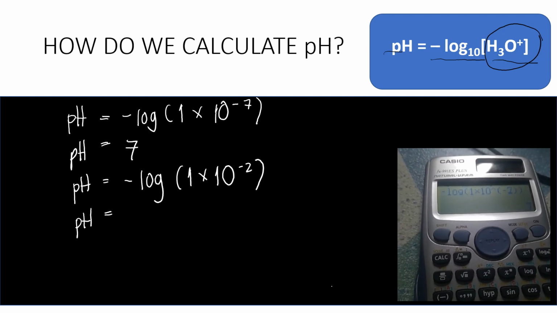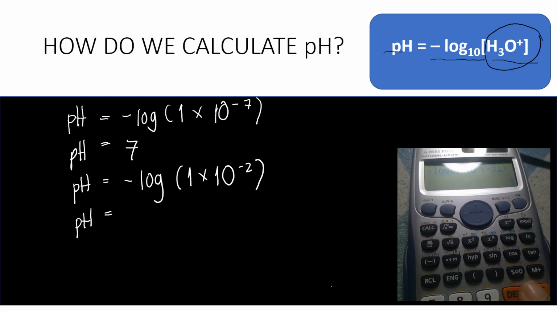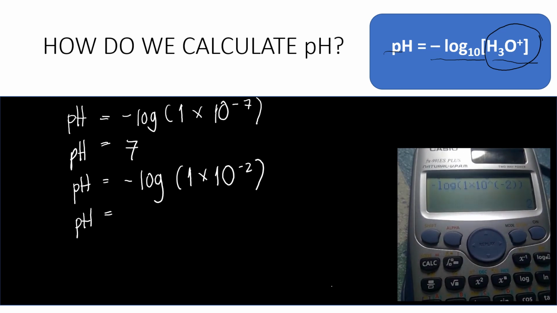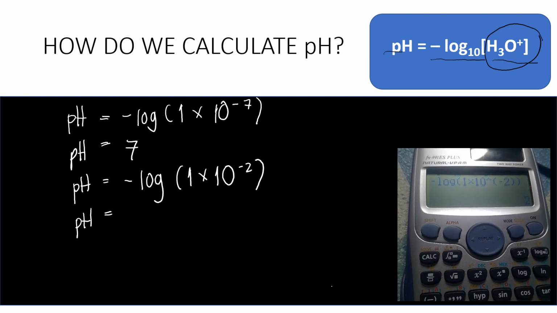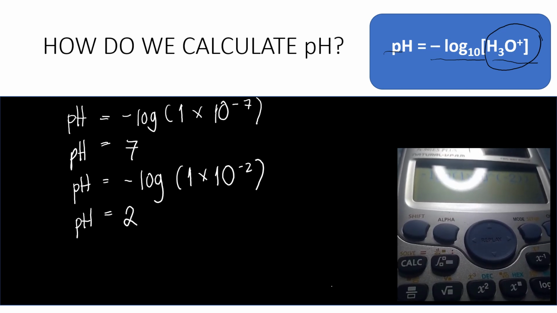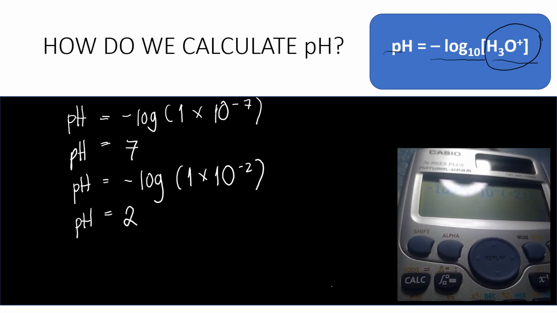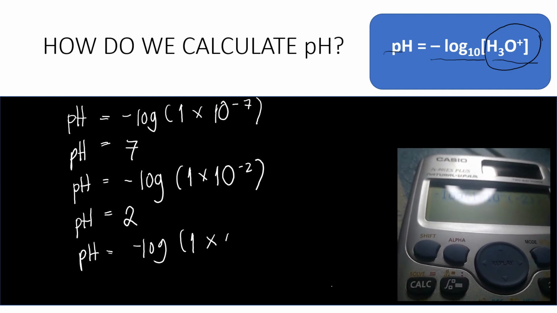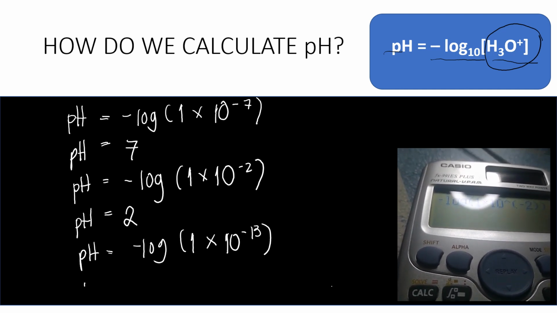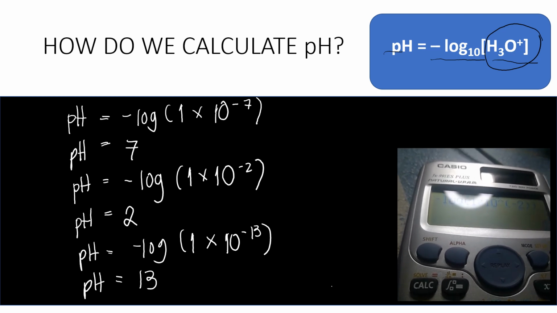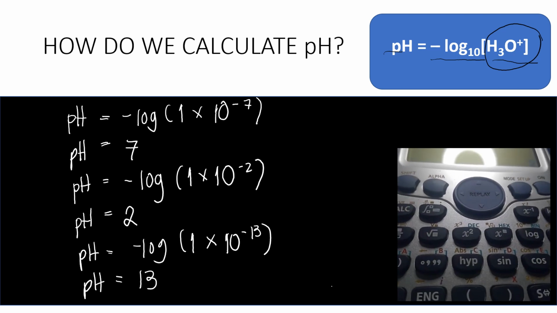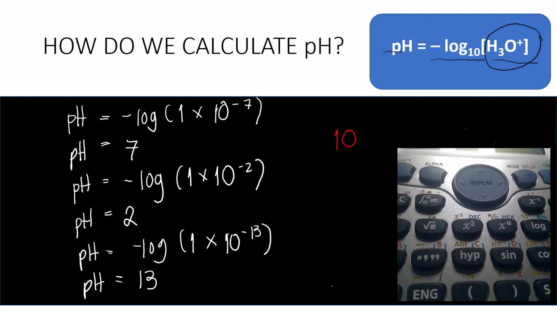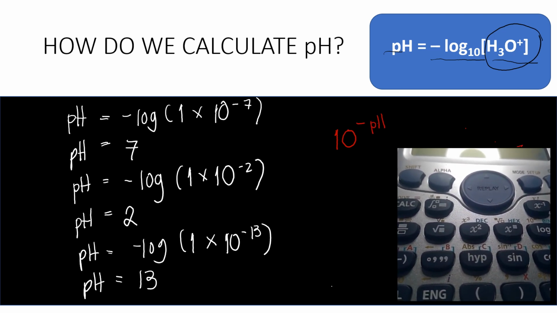You can also try to put the value 10 raised to negative 2. So we just change this value to 2 and then see, equals, so you see that pH is equal to 2. So do you see the trend? Therefore, if you have pH is equal to negative log of 1 times 10 raised to negative 13, I'll be expecting that my pH is equal to 13. Therefore, we say that pH is equal to 10 raised to negative pH.